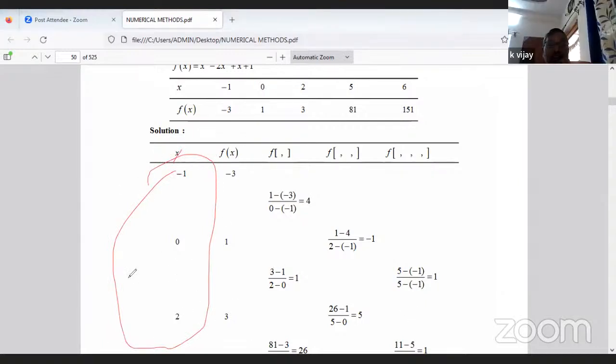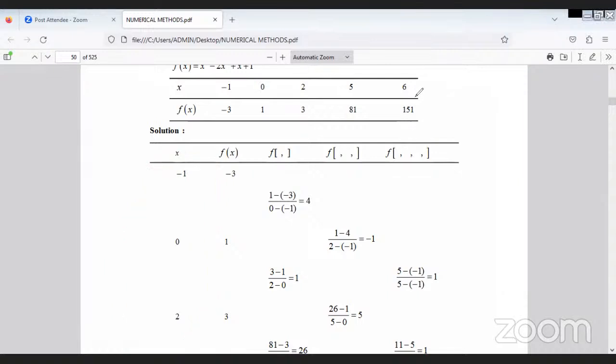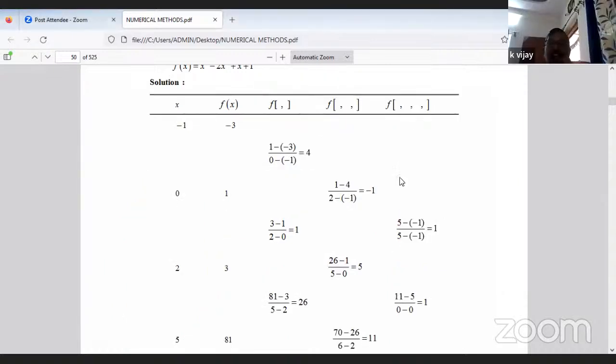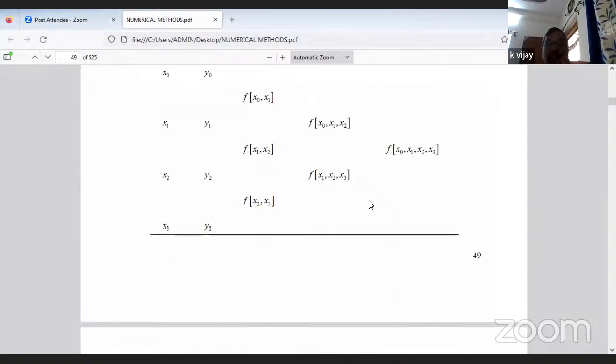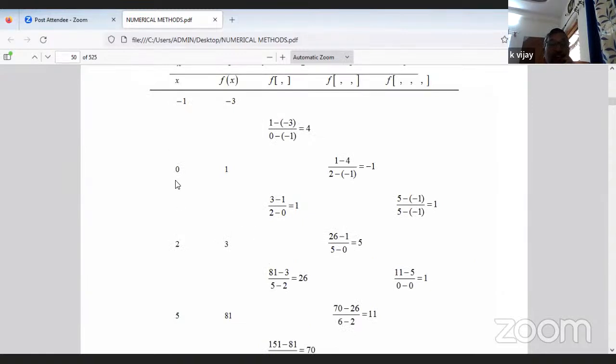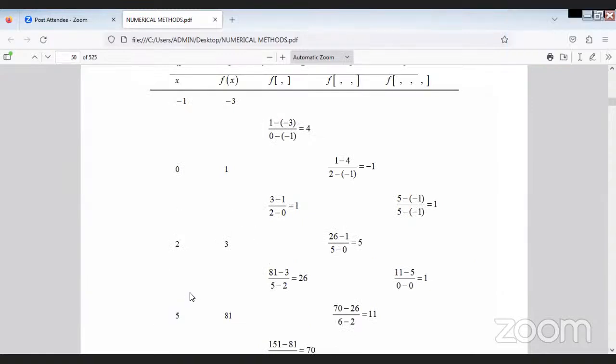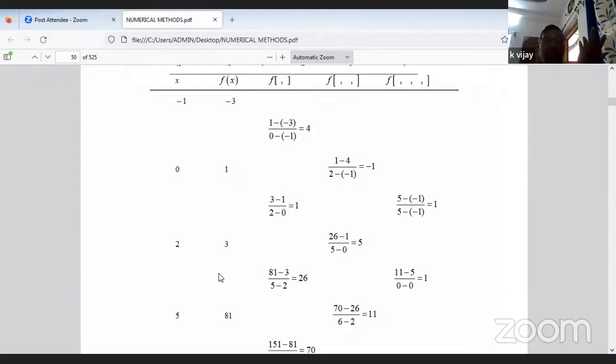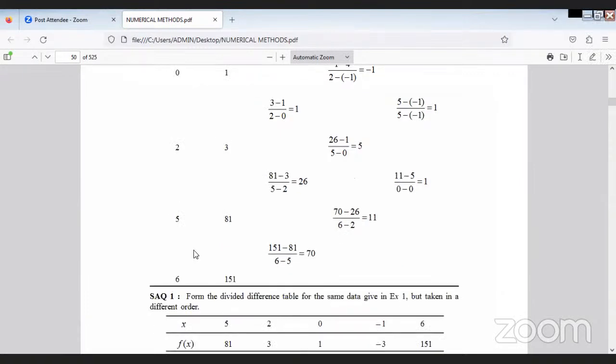2, 0, minus 1. That is x2 minus x naught, 2 minus of minus 1. Correct? Yes. Just a minute, I will clarify. Then x1, x2, x3. The second one I am doing. What is x1, x2, x3? x3 minus x1. So 5 minus 0, and 6 minus 2.